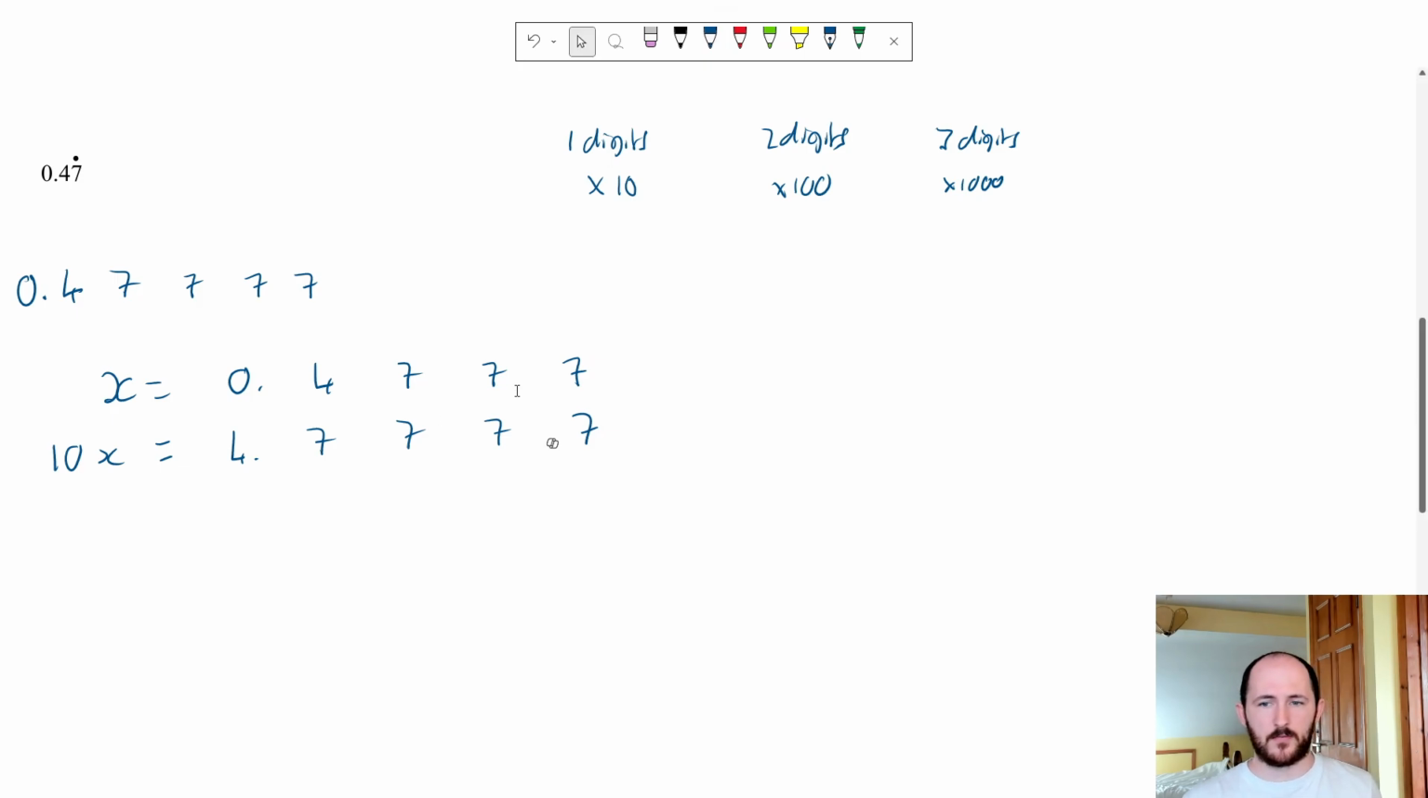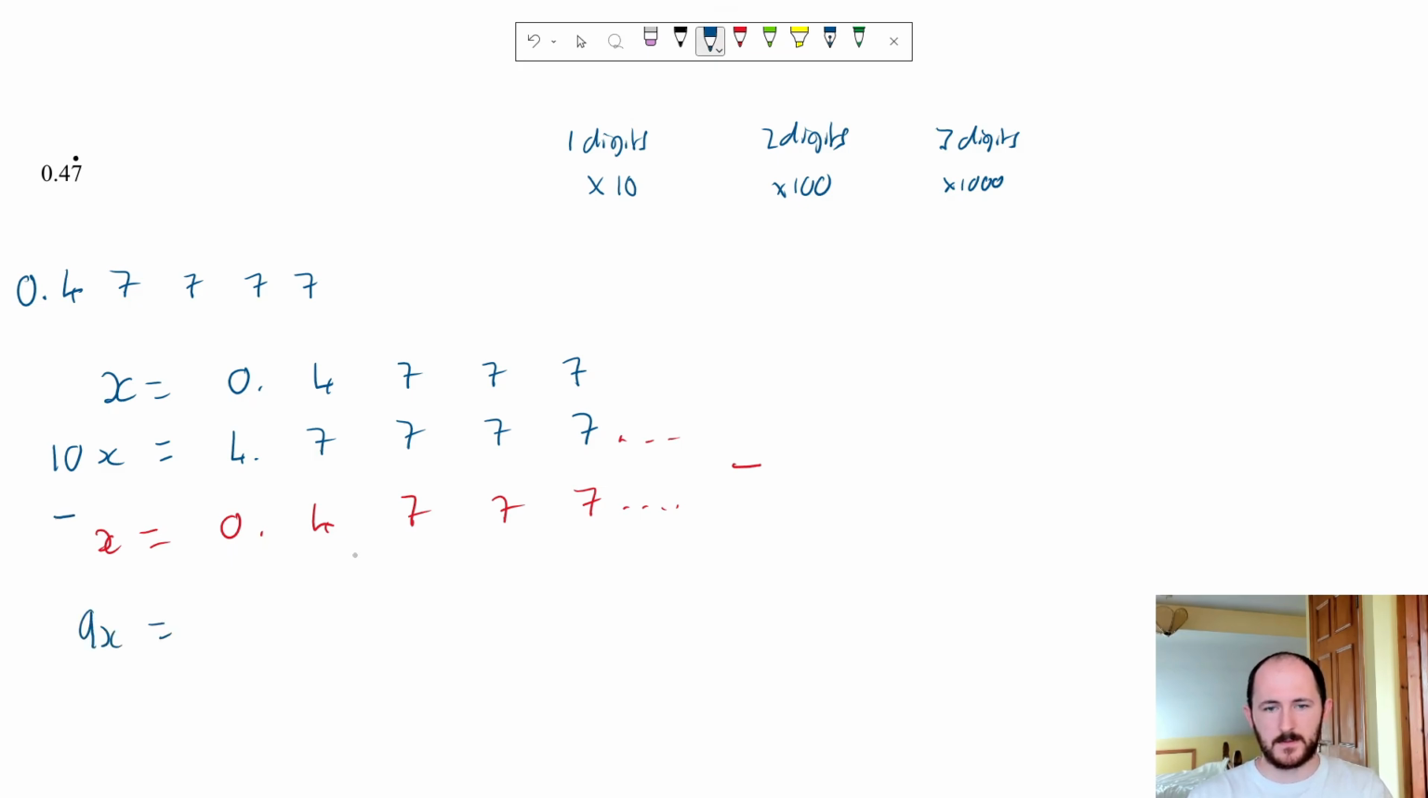4.7777. And once again, we're going to write them on top of each other, so I normally just write the x out one more time. And one other thing that I will say, some advice, is try and make it so the decimal points are lined up, so the place values are all lined up properly. It makes it easier to see. Now once again, these 7s technically go on forever, but if you notice, there's a 7 on top of a 7 everywhere. So when I subtract these two, the 7s will all cancel out. So if I subtract them, we get 9x equals 4 minus 0 is 4, 7 minus 4 is 3, and then everything else is a 0 because it's 7 minus 7, 7 minus 7, 7 minus 7 going on forever.